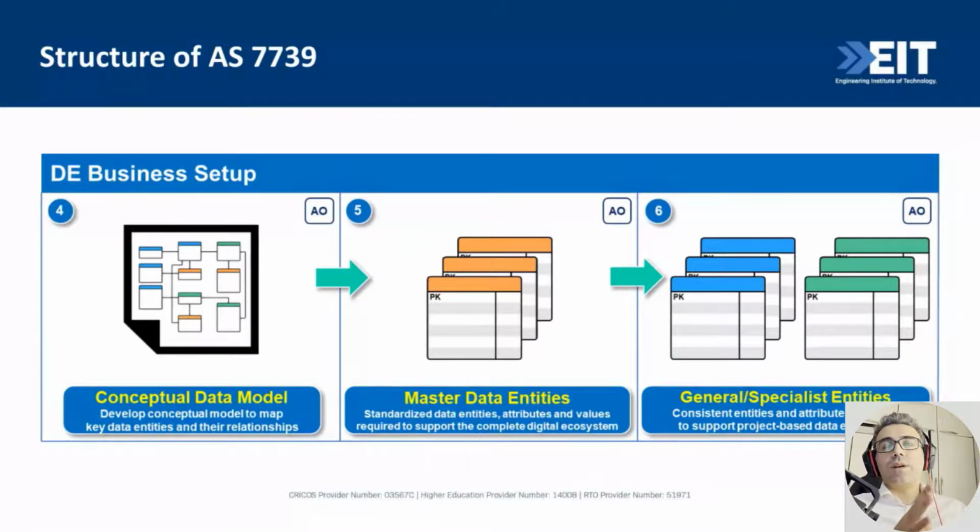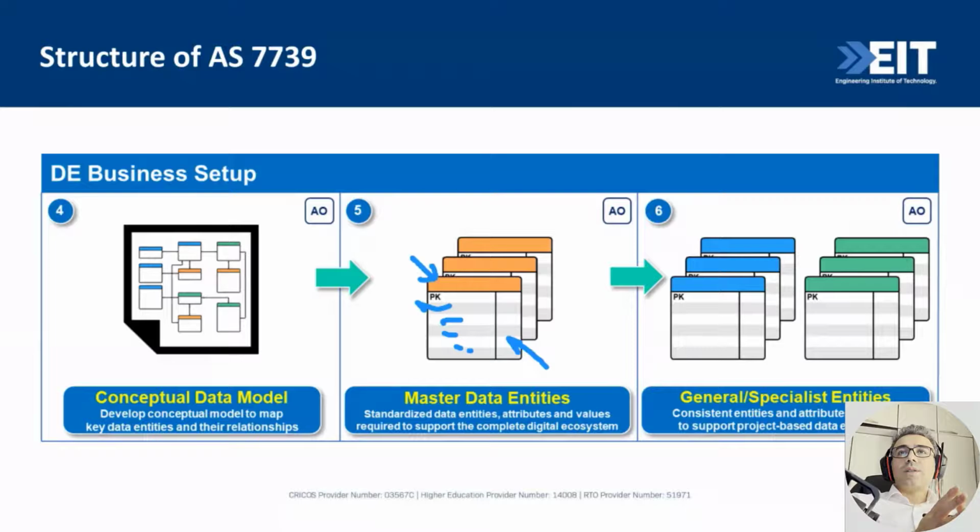headings that we have in the IS 7739, we will also cover business setup. In the business setup, we are dealing with conceptual data modeling, where they develop the conceptual model to map the key data entities and other relations. And then we have master data entities for some key parameters, and also standardization of data entities, attributes, allocated attributes, names, and also, for example, some values in this complete digital ecosystem.